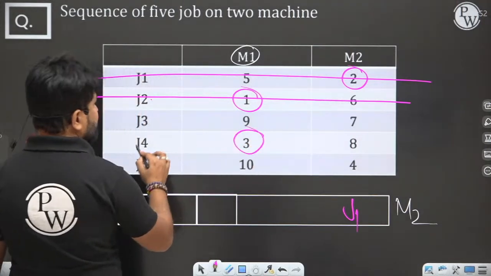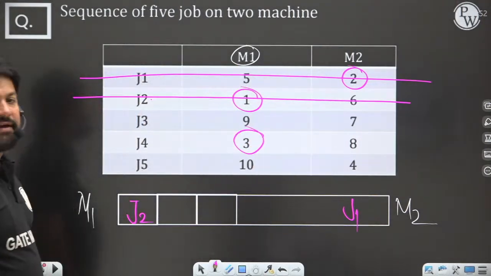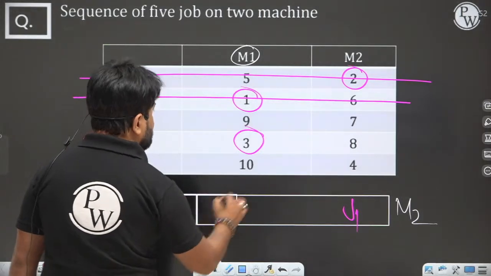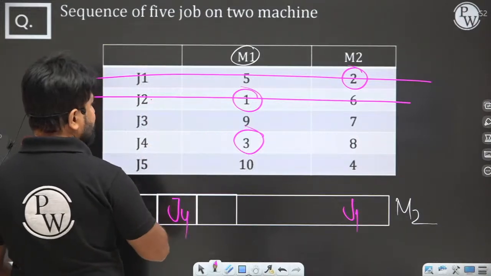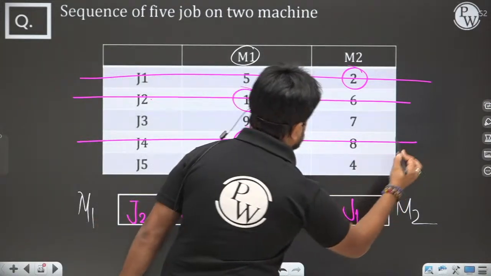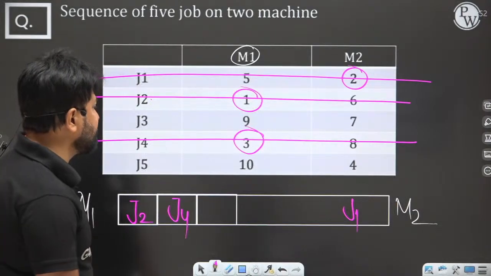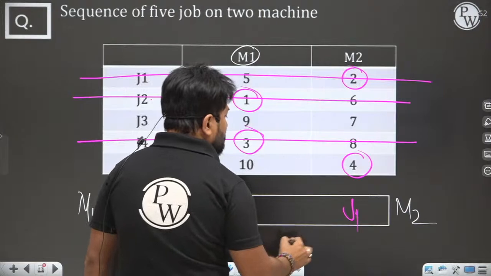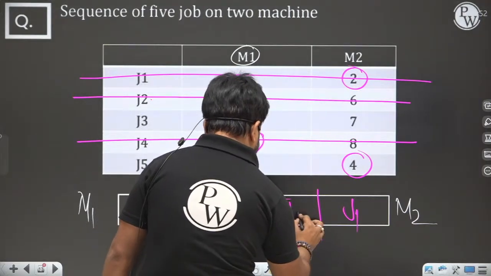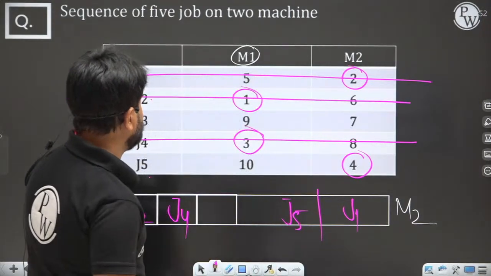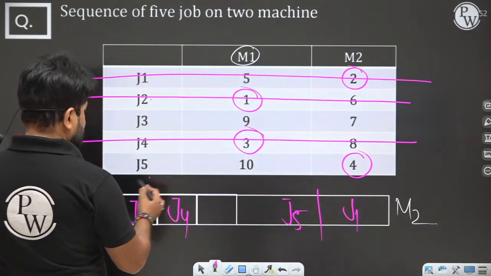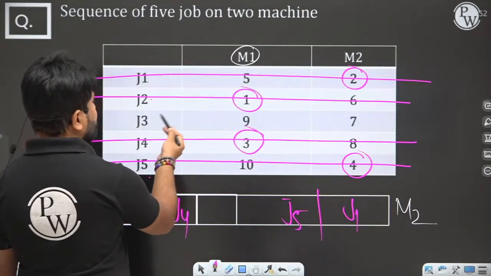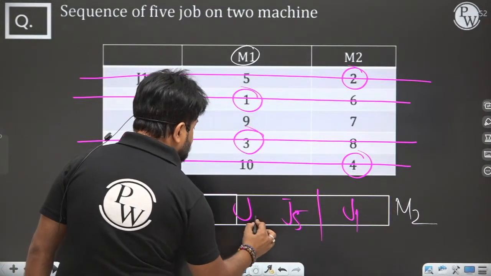Now remove this. Select the smallest processing time again, that is 3, J4 on M1. So arrange J4 near M1. Now remove this. Select the next smallest processing time, that is 4 of job J5 on M2. So select J5 here. Cancel, and one job is still remaining, that is J3. It will become here J3.